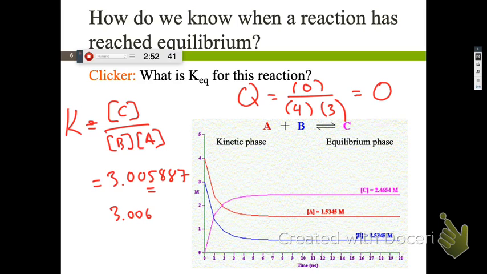If Q is less than K, do this. If Q is greater than K, do this. If Q is equal to K, we're at equilibrium. I want you to forget about that. I want you to just think about, what does this fraction do? What does it need to do in order to give us a value that is close or the same as our equilibrium constant? So if we're doing a Gibbs free energy diagram for this, where does equilibrium lie?